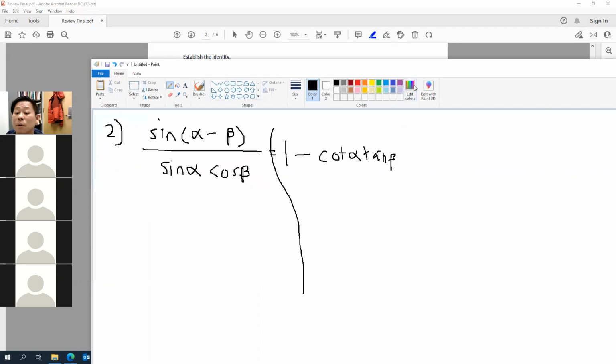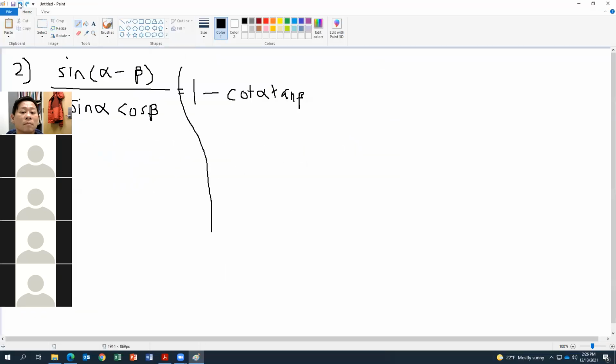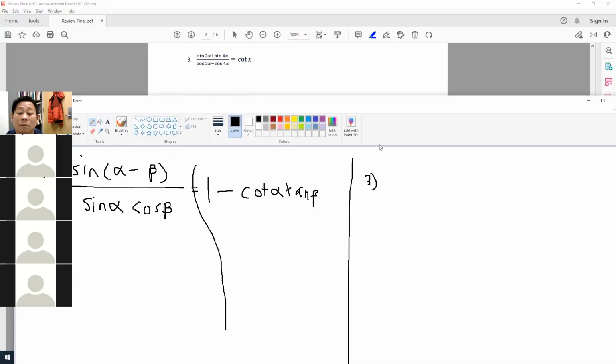So anyone know what to do with question 2? Don't look at me in the test. I will look back at you. We have sine A cosine B minus cosine A sine B. Will you use the left or the right hand side in this case, Kelvin? Left. Okay. So what can you tell me with the left hand side?